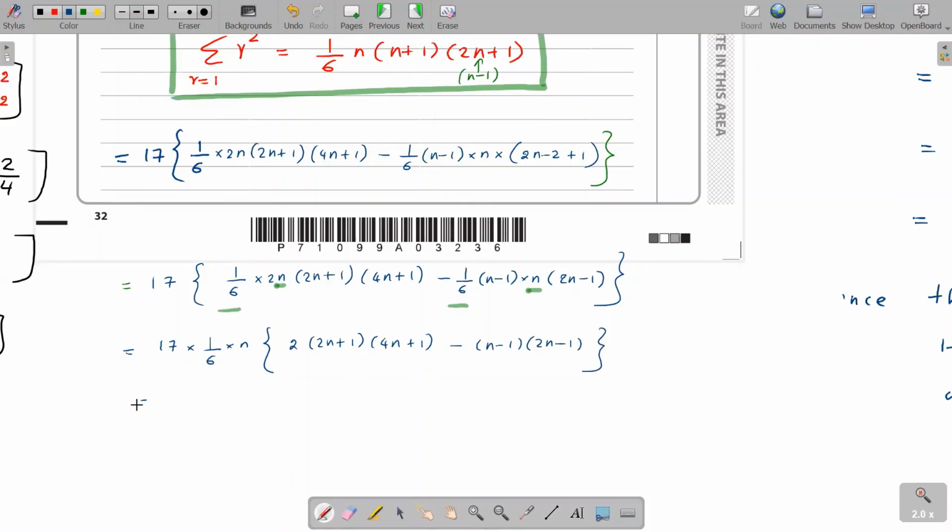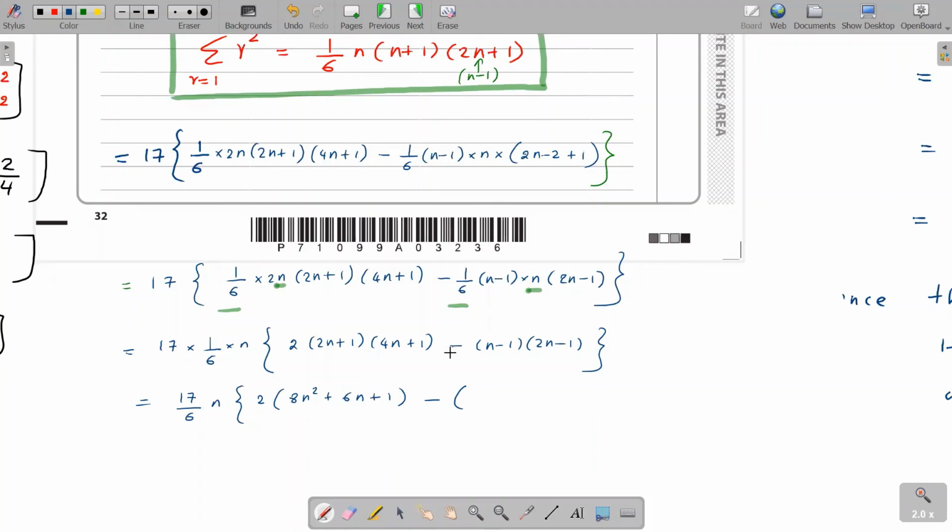Let's open the bracket and simplify. So this is 17 over 6 n times 2 into, so I'll keep the 2 out, 2n into 4n is 8n square, plus 2n plus 4n is 6n, plus 1 into 1 is 1. Minus, again, the minus mark is there. So keep the minus and open a bracket, because when you expand it, the expanded terms will multiply with the negative.